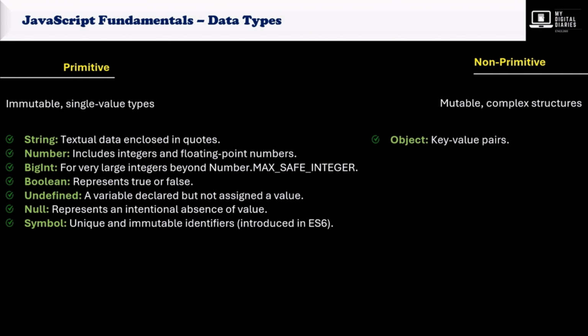Let's talk about the non-primitive types. First is the object. An object is basically key-value pairs. Think of it as a dictionary or map. Most things in JS inherit from object. When you copy an object variable, you copy the reference, not the data. Remember that. And then you have an array.